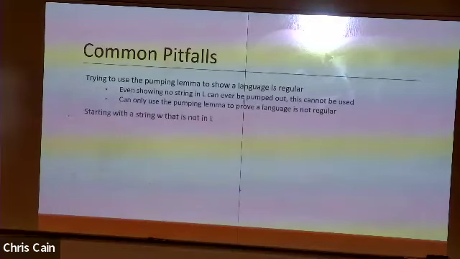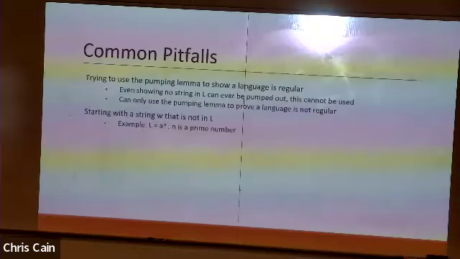The next one is starting with a string that's not in the language. We specify the language at the start of the problem. And if the W that you choose is not in that language, your proof is void at that point. So you need to start with a string in the language.